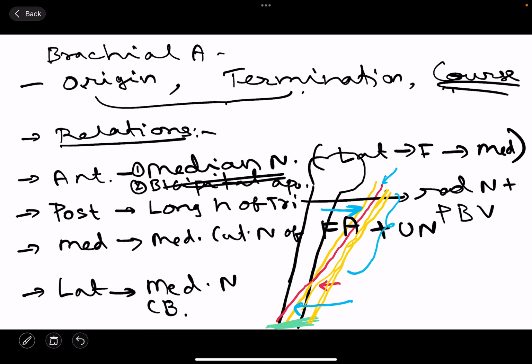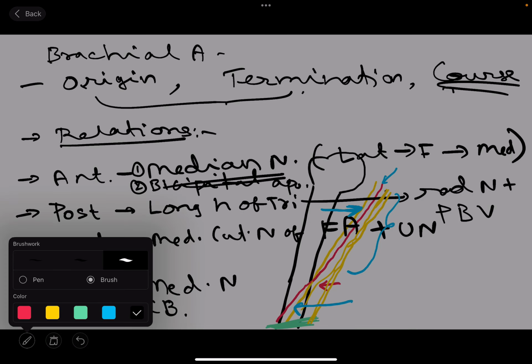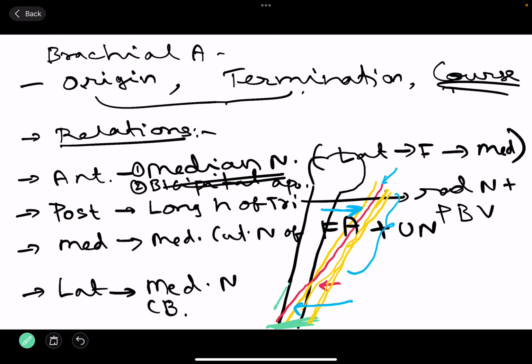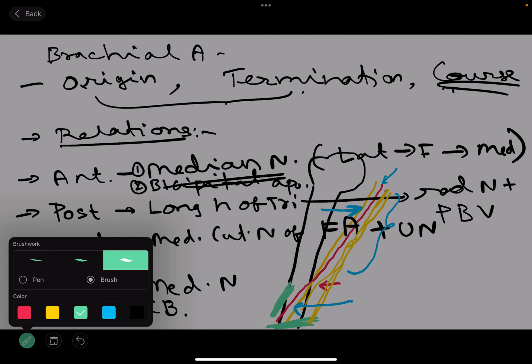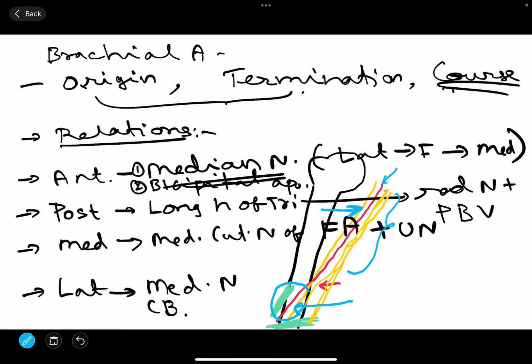In the lower part, what is the lateral relation? In the lower part, the lateral relation would be the biceps brachii muscle. Okay, so the biceps brachii muscle and its tendon will come here. So now we have the contents of the cubital fossa here, these three structures, that is the tan structures.